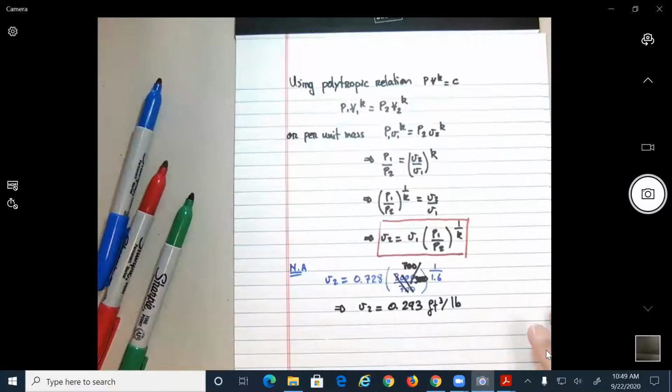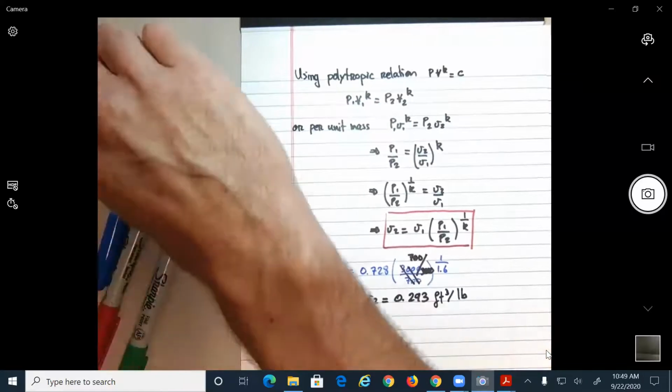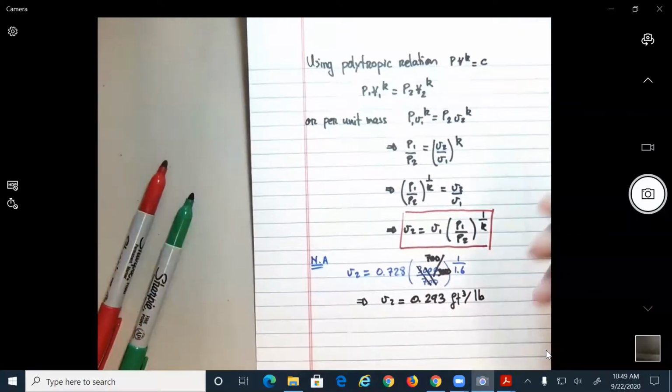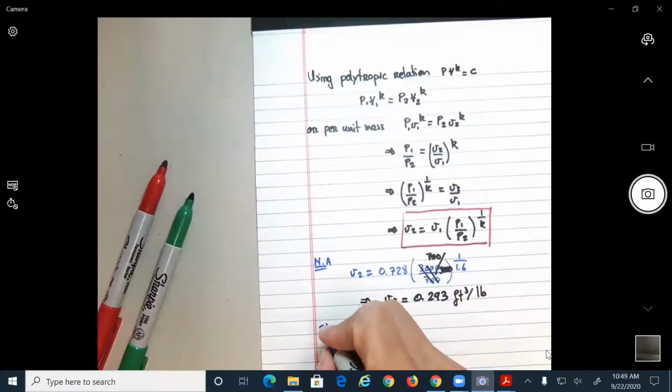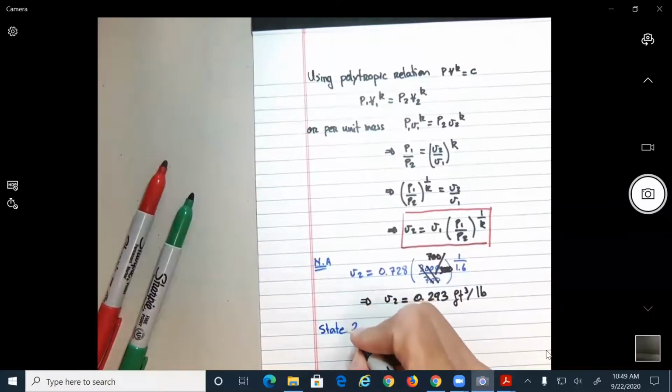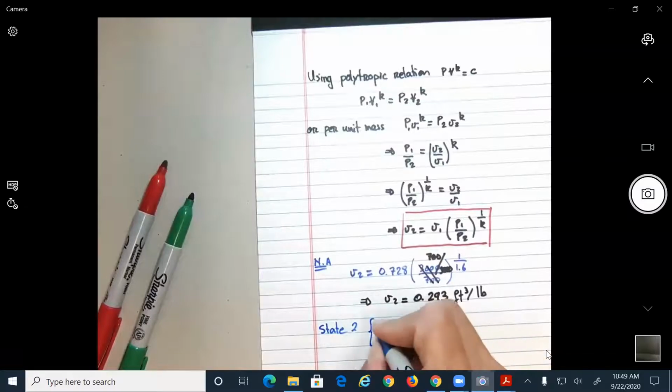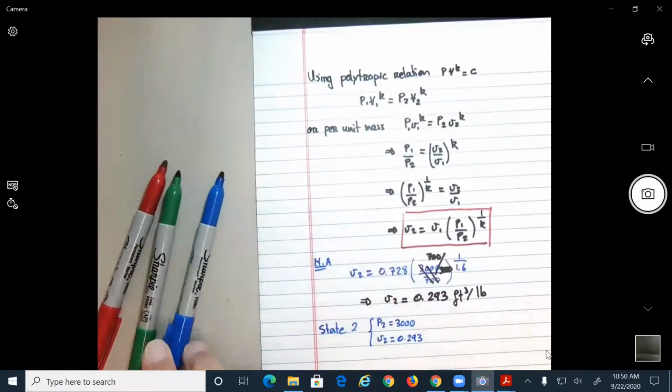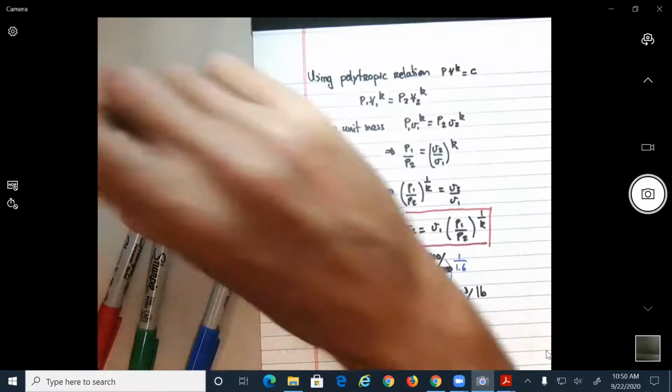All right. So why is this important? Because now we know two things for state 2. State 2, what do we know? We know P2 is equal to 3,000 and that V2 is equal to 0.293.